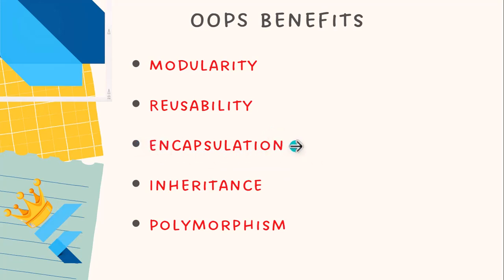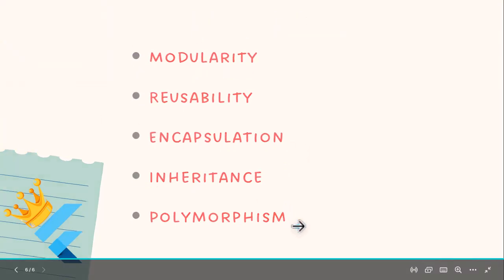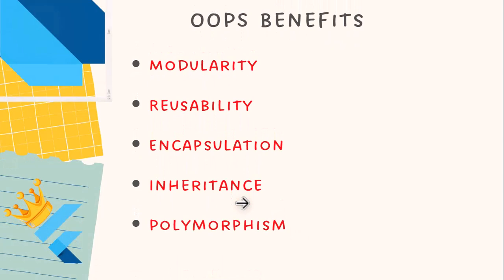Encapsulation, as I said earlier, means the data in objects can be hidden from other parts of the program. Inheritance creates new classes based on existing classes, reducing code duplication and improving efficiency. Polymorphism creates objects that can take on different forms, making code more flexible and adaptable.